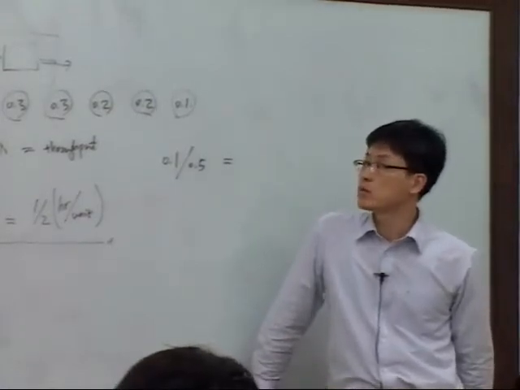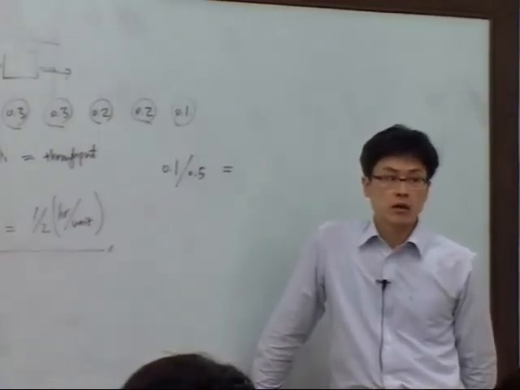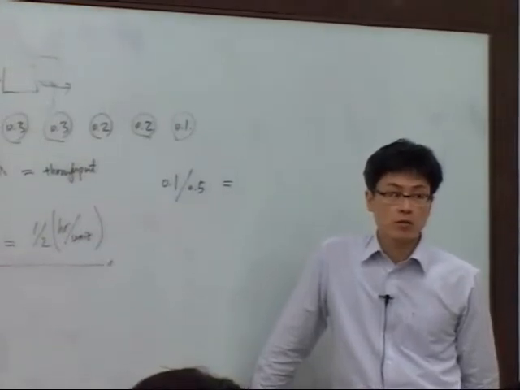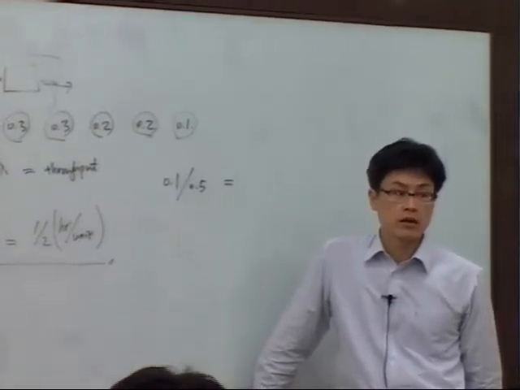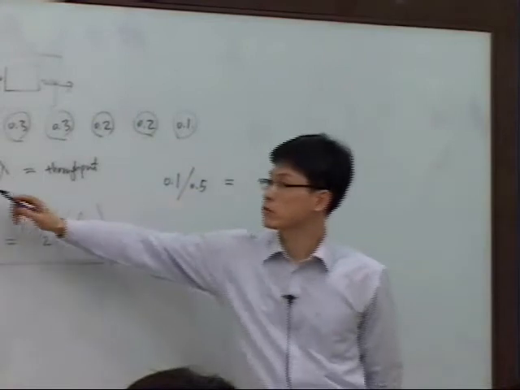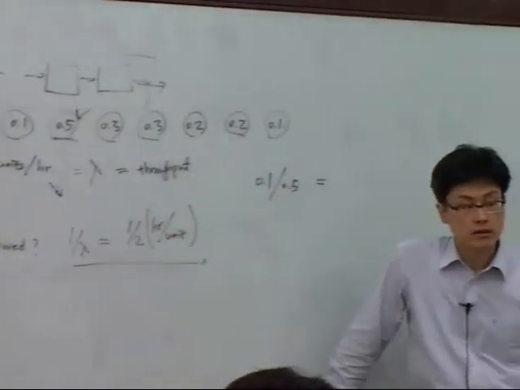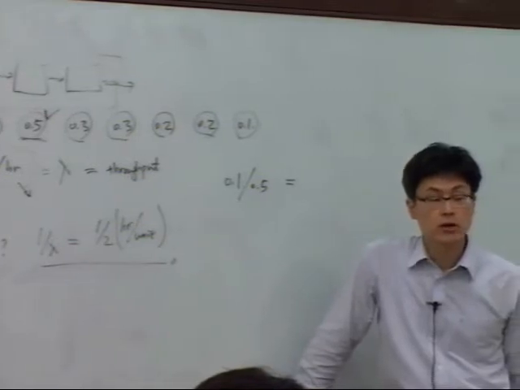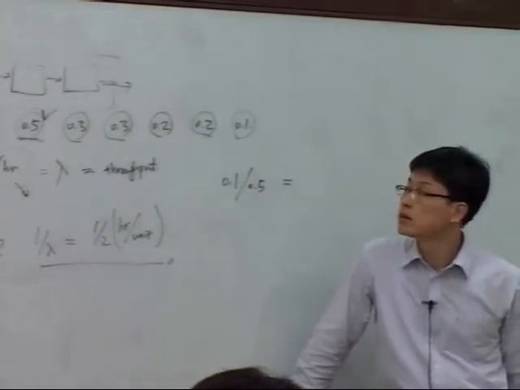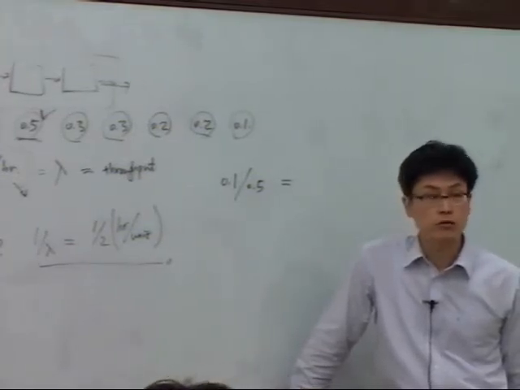Okay. Let me ask a question then. If you're the manager of this production line, and you'd like to increase this production rate to 3 units per hour, what would you do?